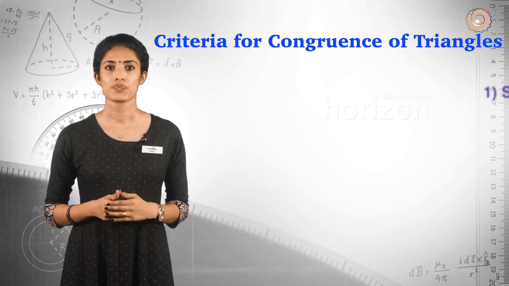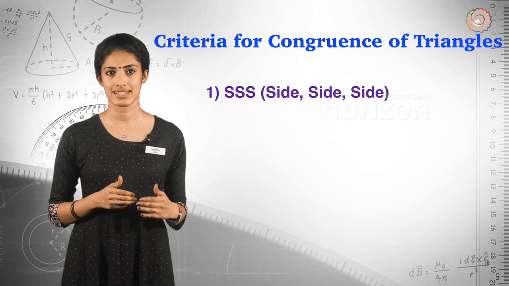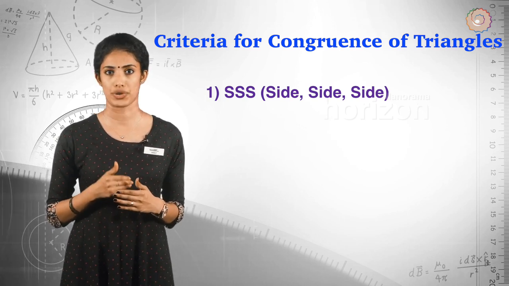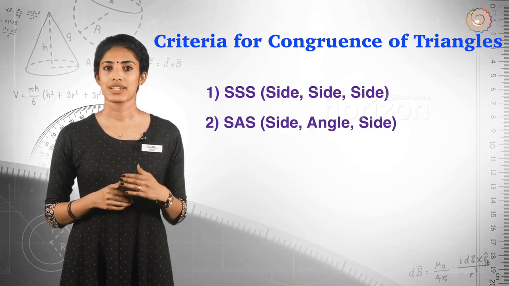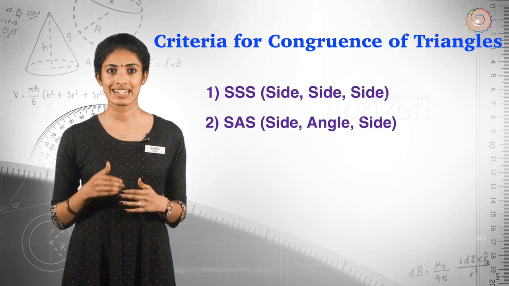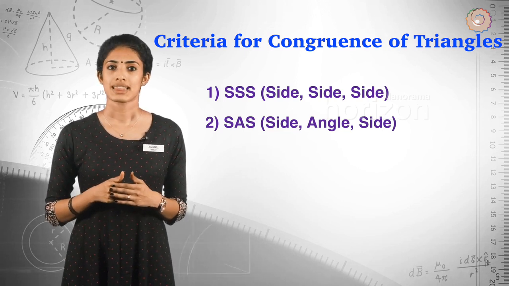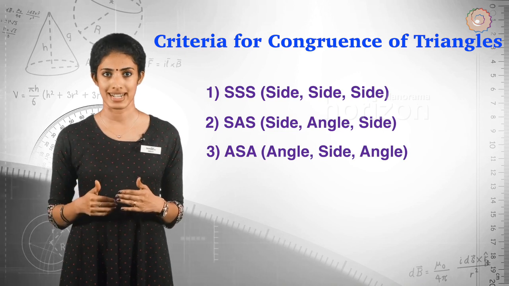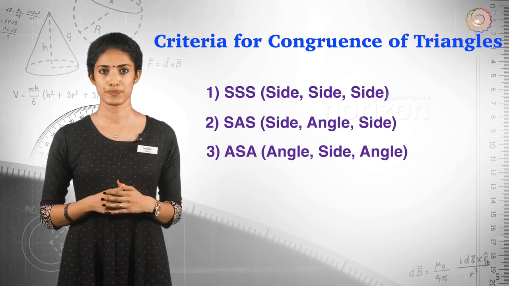The first criterion is that you can check whether three sides are equal or not, which we call the SSS congruence rule. The second criterion is that you can check two sides and an included angle, which is known as the SAS rule. The third criterion is that you can check one angle, an included side, and another angle, which is called the ASA congruence rule.